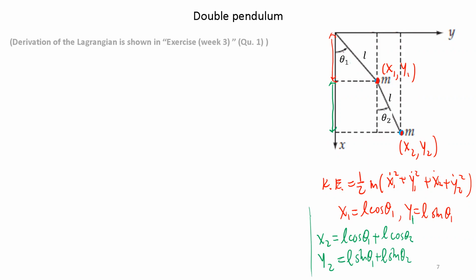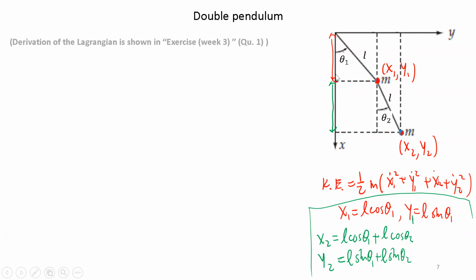Right, so with all that, you'll be able to just take the derivative, right? So you should be able to express all these derivatives in terms of theta 1, theta 2, theta 1 dot, and theta 2 dot. Okay.